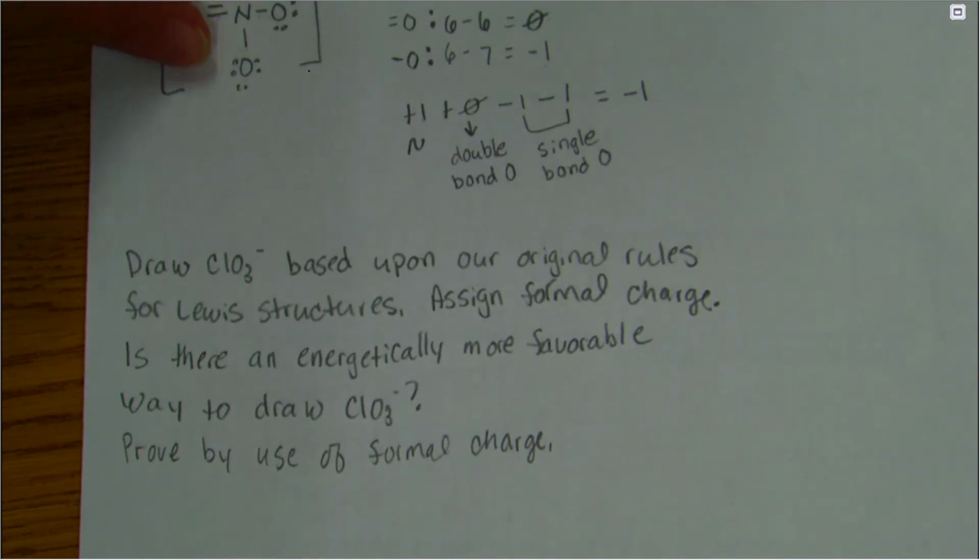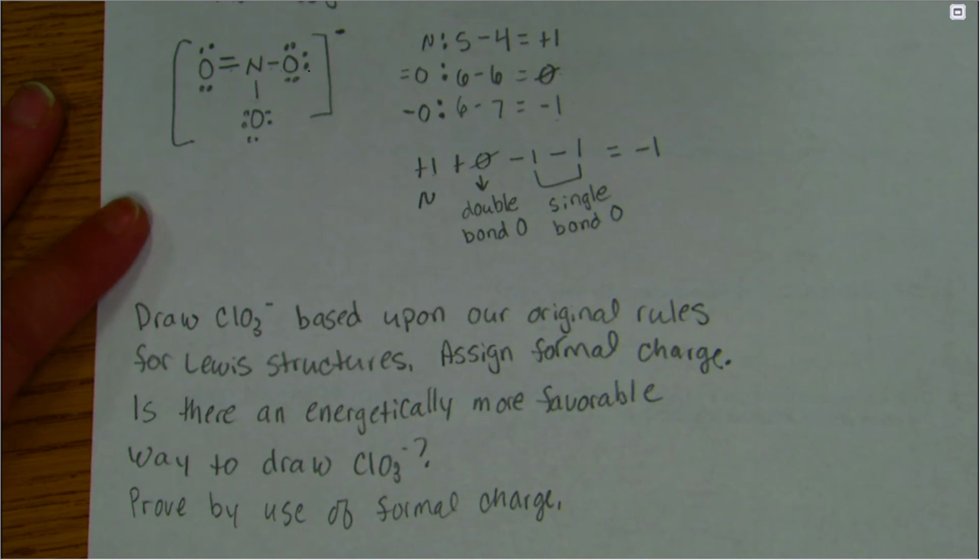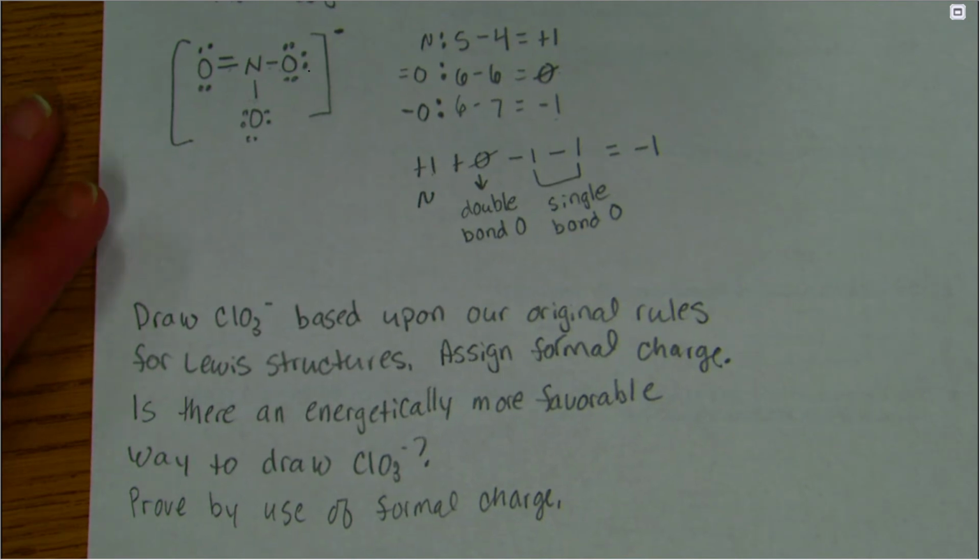So now what I'd like for you to do is draw chlorate based upon our original rules for Lewis structures, assign formal charge, and then determine if there's a more energetically favorable way and prove that by the use of formal charge. So go ahead and pause this video and get that question answered.